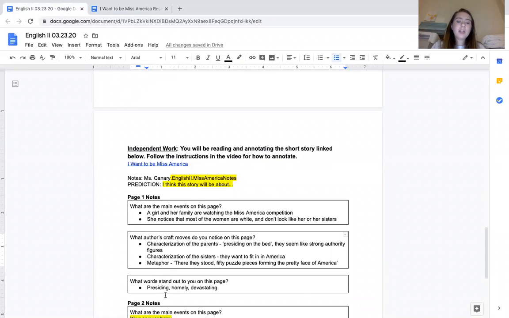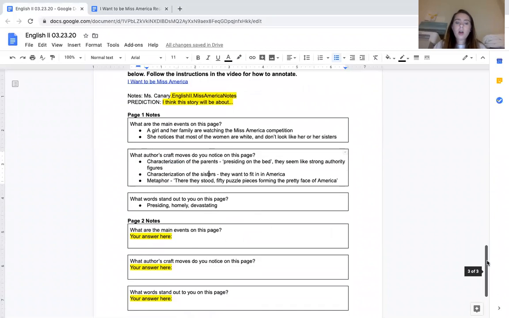Finally, my last question is, what words stand out to you on this page? What word choices is the author making that seem particularly strong, that really jump off the page? For me, those were presiding, homely, and devastating on this first page. So you already have these notes down on your document. You don't need to worry about writing anything down.